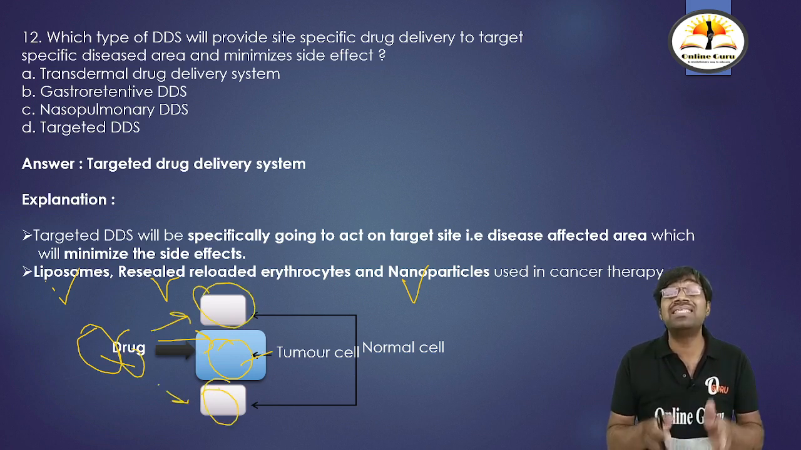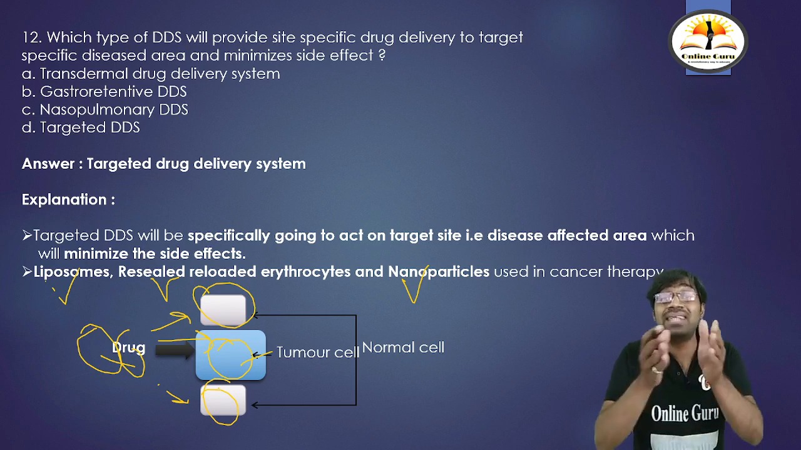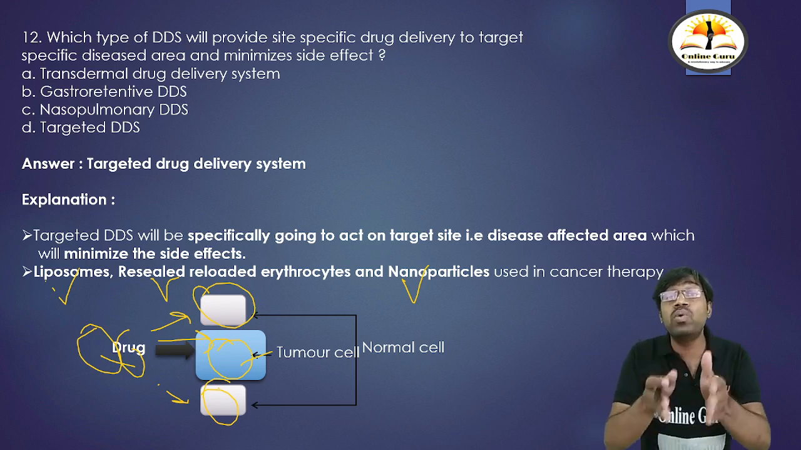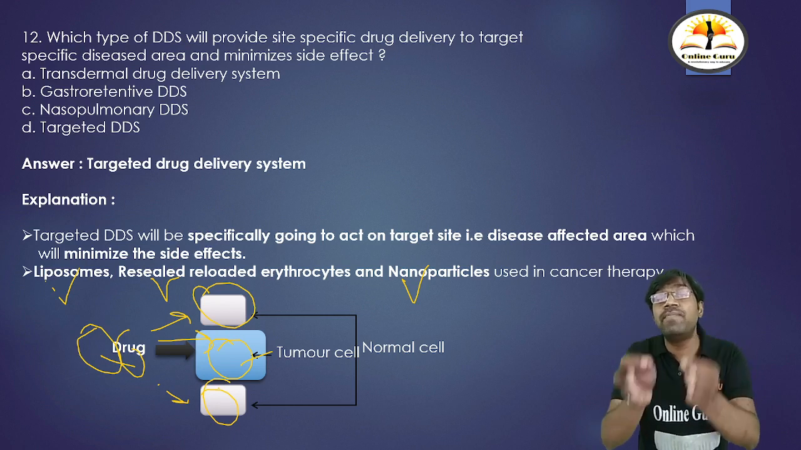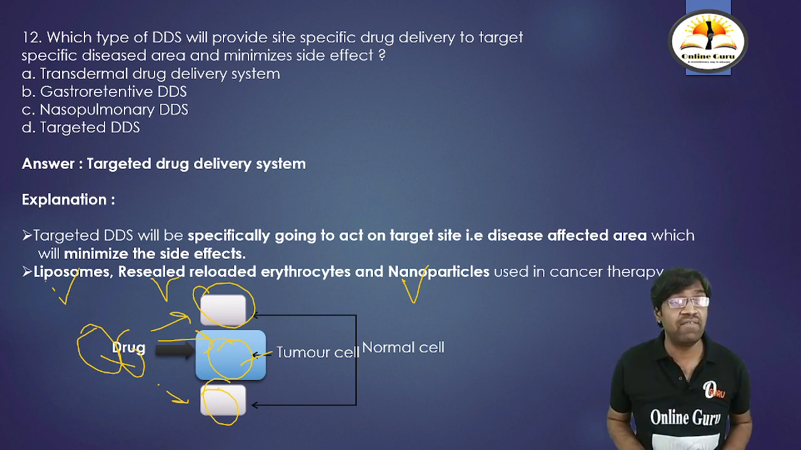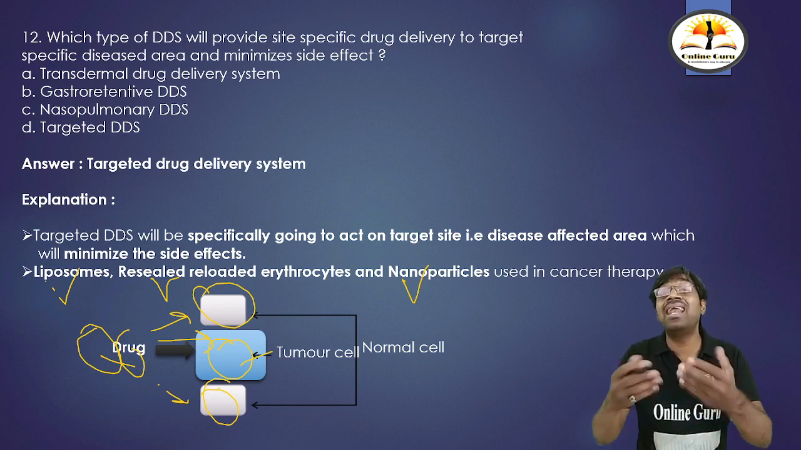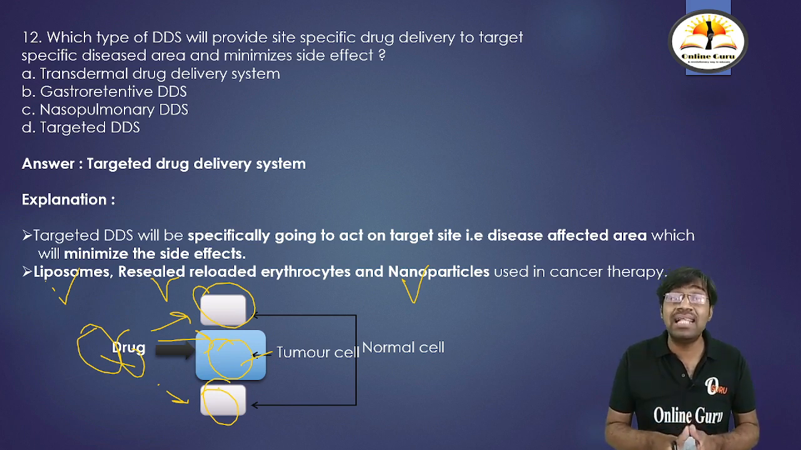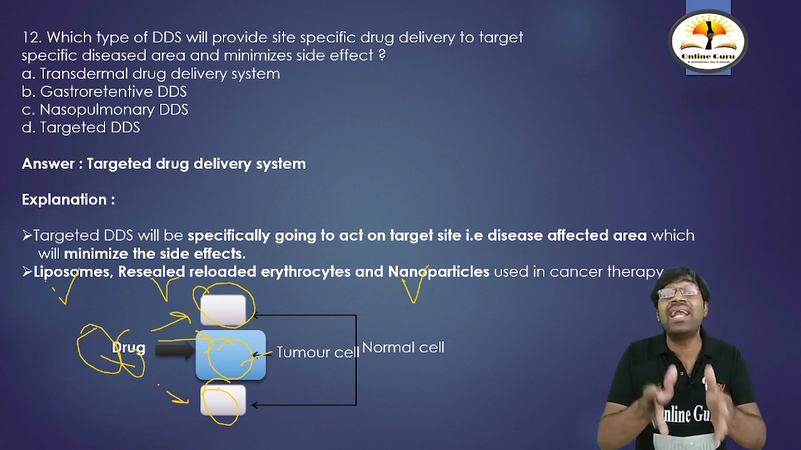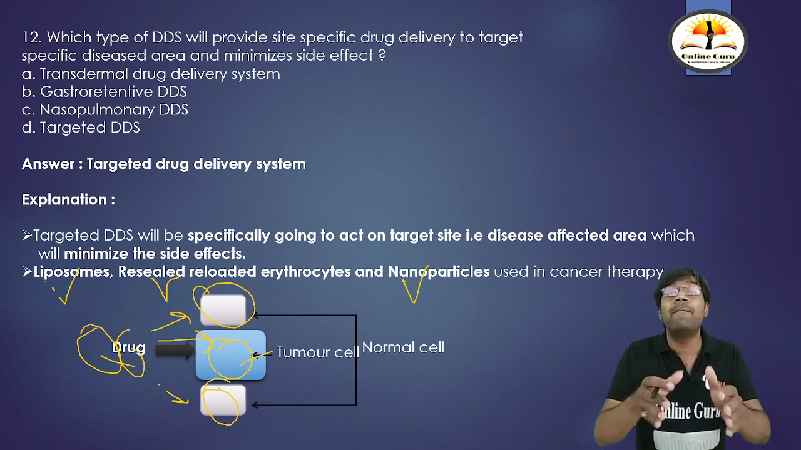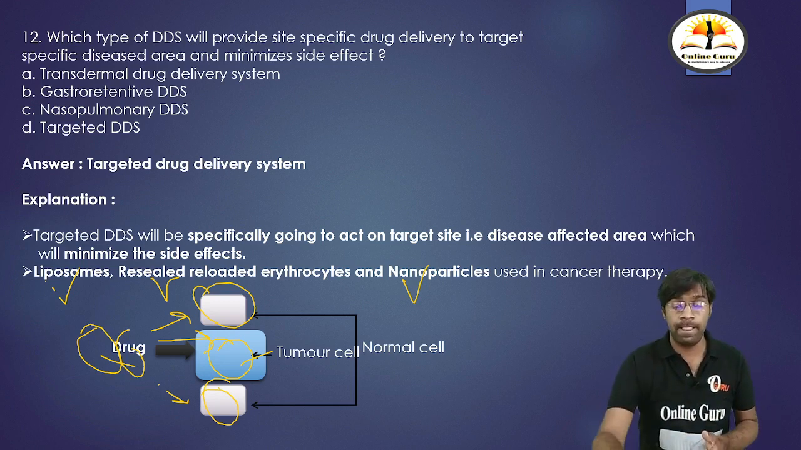That's why it is called targeted drug delivery system, because the dosage form is going to release the drug which is going to specifically target the target site itself. It is not going to affect the other healthy cells, means it is going to prevent the collateral damage which is caused by the use of conventional dosage forms.